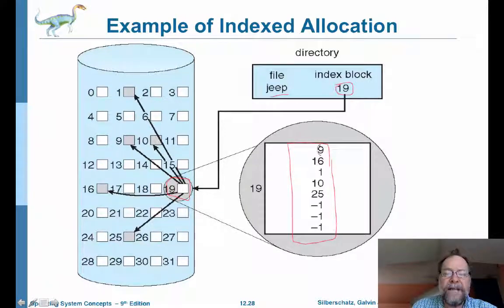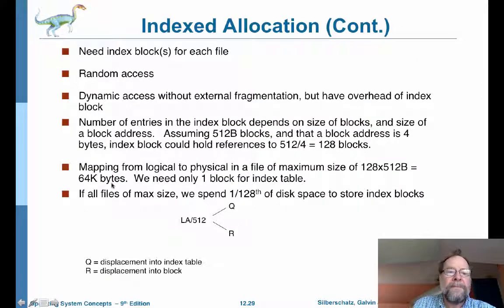So the first data block is at position 9, so that's this one over here, and the second is at position 16, that's this one stored over here. So it's kind of like the FAT table scheme. You can think of it as a version of the link scheme where you're basically taking all the links and localizing them in one specific area.